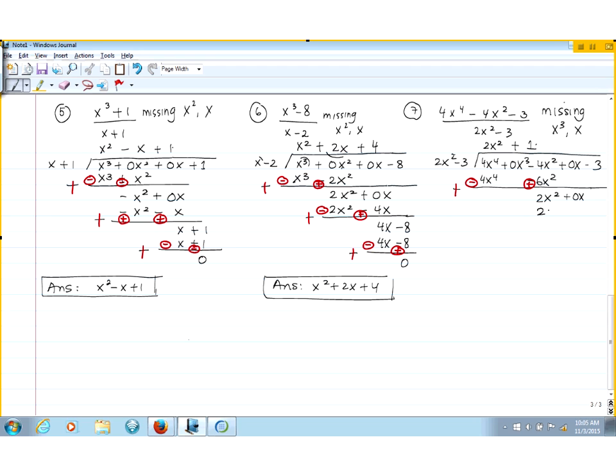1 times 2x squared minus 3. Where do I put minus 3? Is it here? So, you see. Now I know I need to bring down the negative 3 also. Because I need it here.